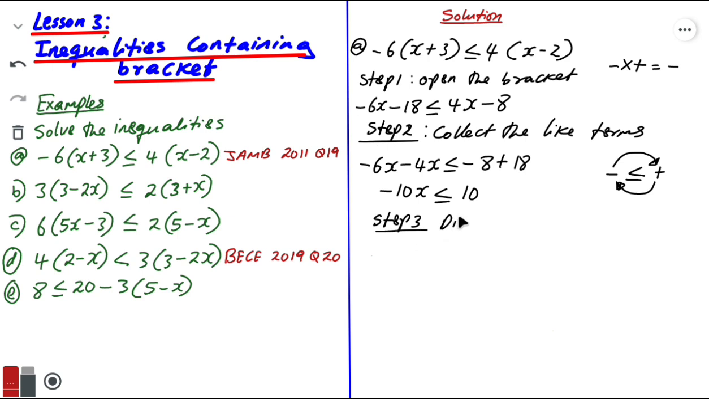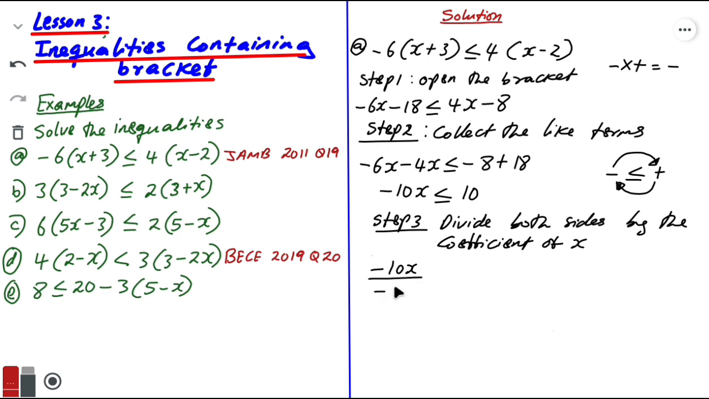we divide both sides by the coefficient of x. And what is the coefficient of x here? The coefficient of x is minus 10. So we have minus 10x divided by minus 10 less than or equals to 10 divided by minus 10.